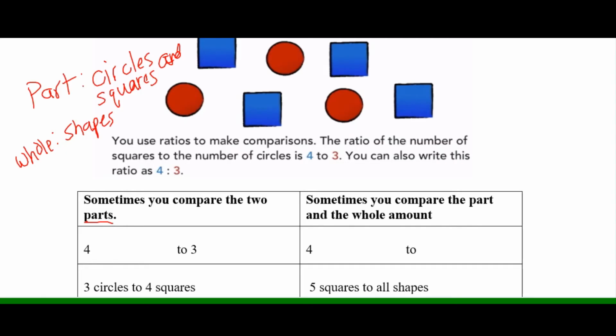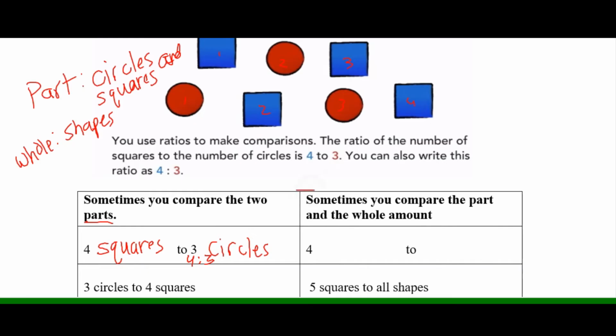So we have 4 blank to 3 blank. So we have 1, 2, 3, 4 squares. So go ahead and write 4 squares to 3. So we have 1, 2, 3 circles. So we will write the ratio is 4 to 3. You could also say 3 circles to 4 squares. So this is a part-to-part ratio. This is an example of part-to-part.